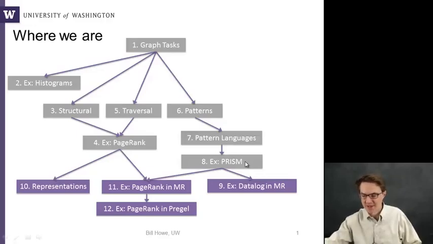But what we haven't talked about is how to implement much of this, especially at scale. So that's what I want to do next. We're going to stick with Datalog for a moment and think about how to actually implement those kinds of queries in MapReduce, and then talk about how to implement PageRank in MapReduce.